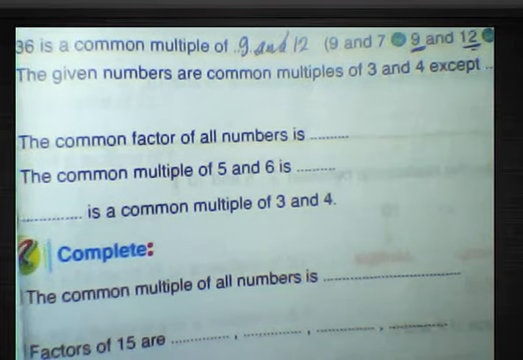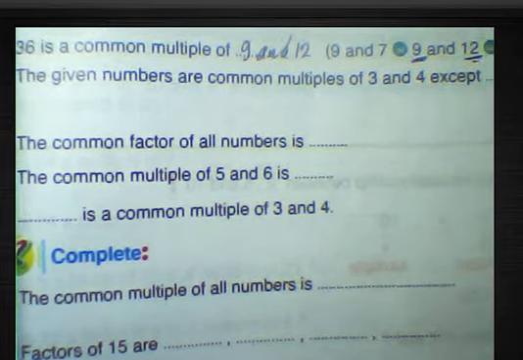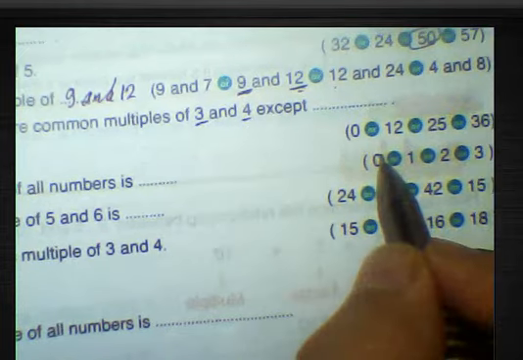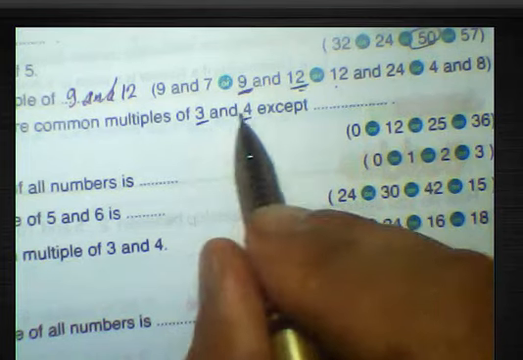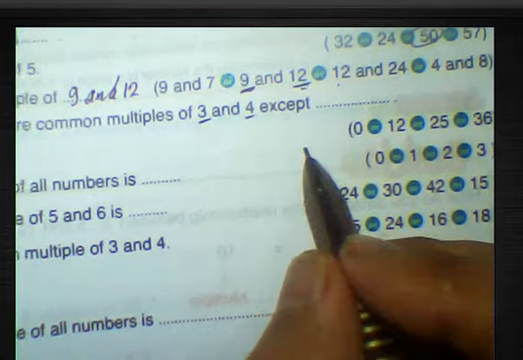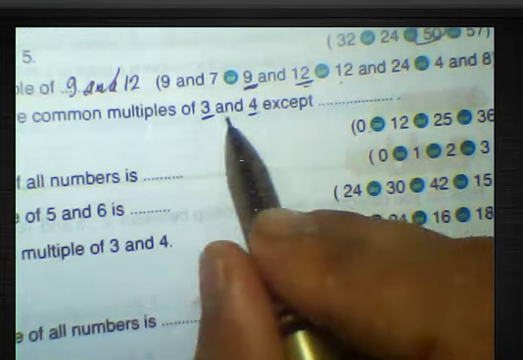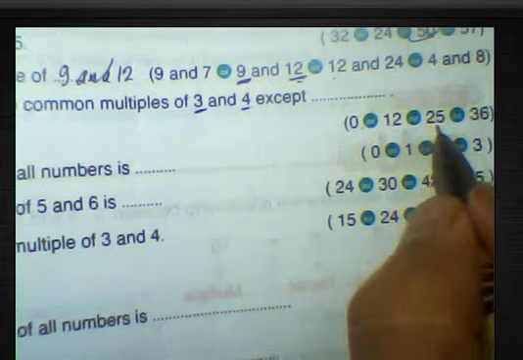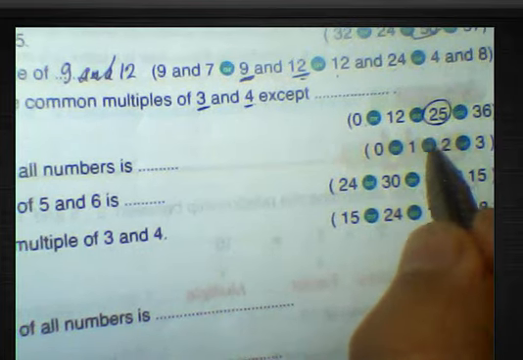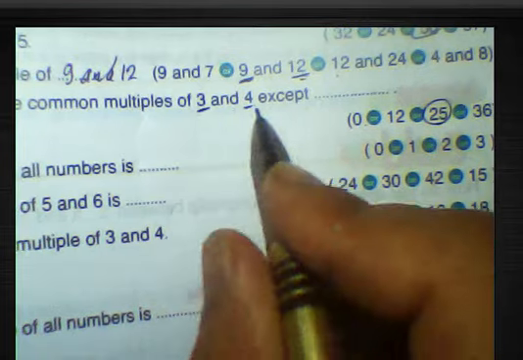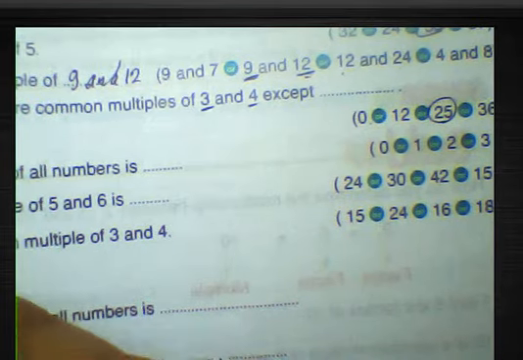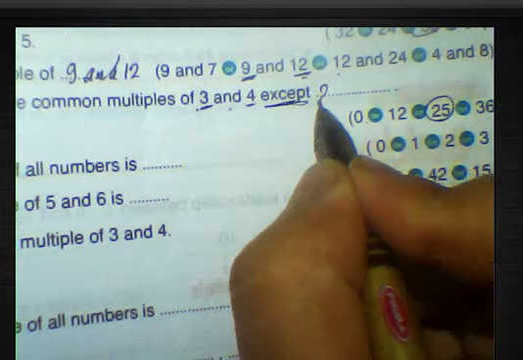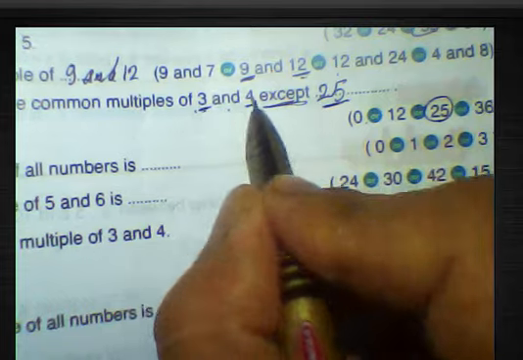The given numbers are common multiples of 3 and 4 except what? All numbers can divide by 3 and 4 except what here? We know 12 can divide by 3 and 4. 0 is a common multiple of 3 and 4. 36 can divide by 3 and 4, but 25 is not a common multiple of 3 and 4. He asked, the given numbers are common multiples of 3 and 4 except what? Except 25, because 25 cannot divide by 3 and 4.